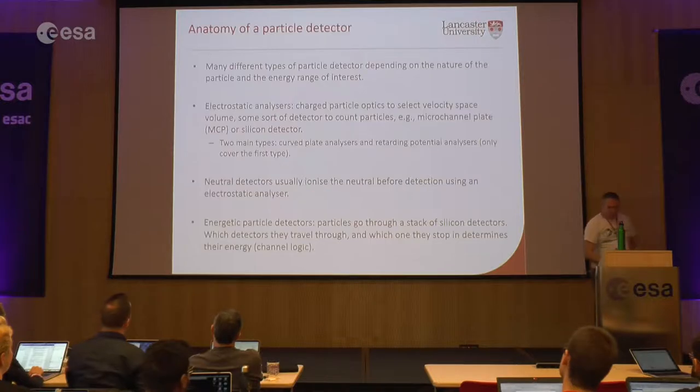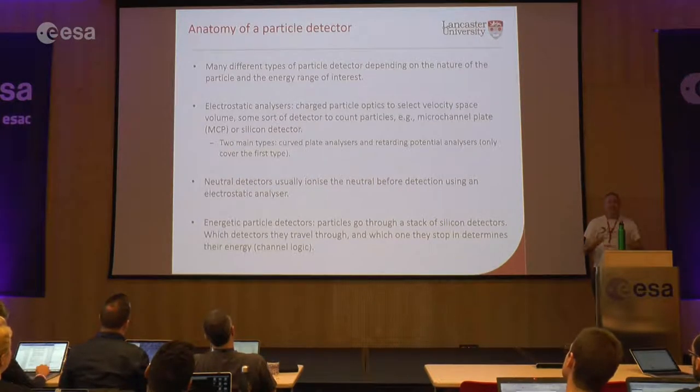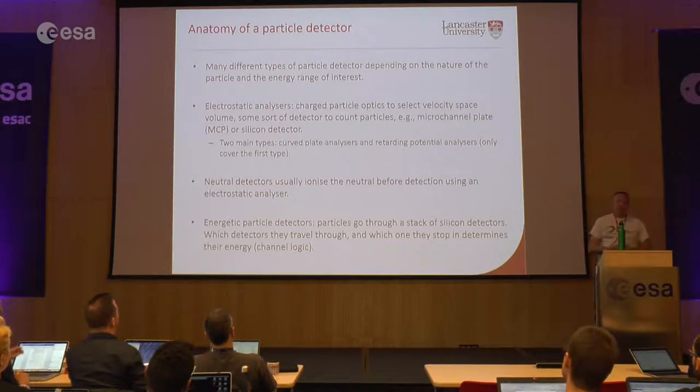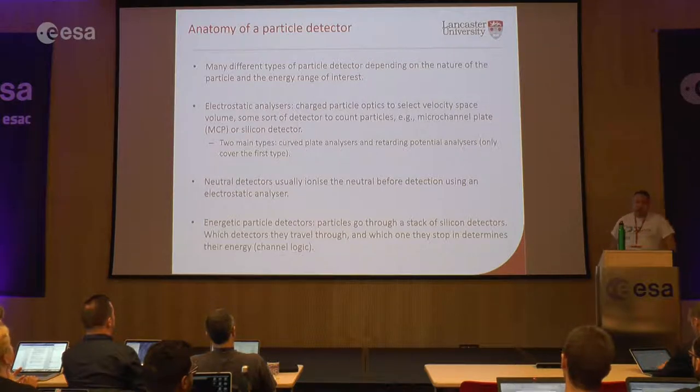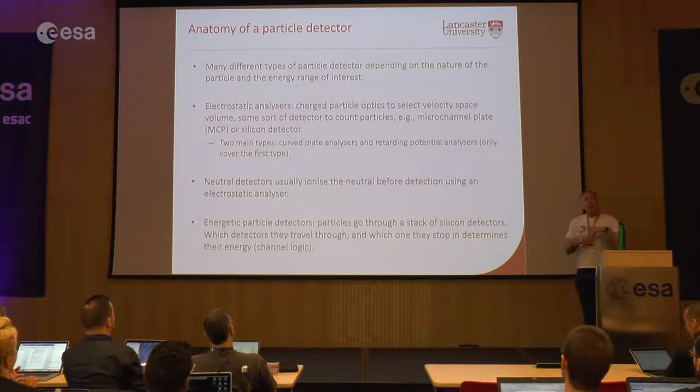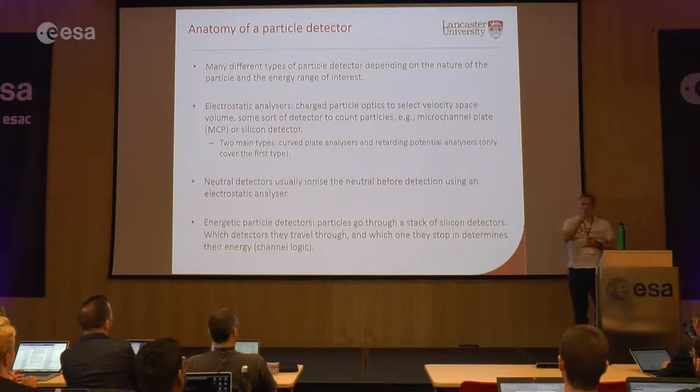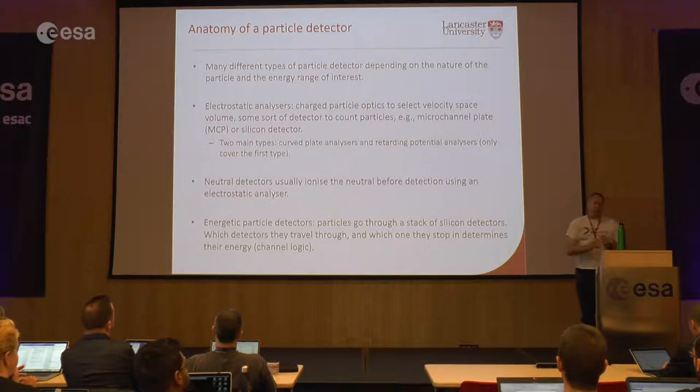This is where I'm coming from. There are many different types of particle detector. They depend on the nature of the particle and the energy range of interest. The detectors I'm going to focus on today are known as electrostatic analyzers. In an electrostatic analyzer, we use electric fields, potential differences, to select narrow ranges in energy per charge, and we can focus those down onto some sort of detector to count the particles.